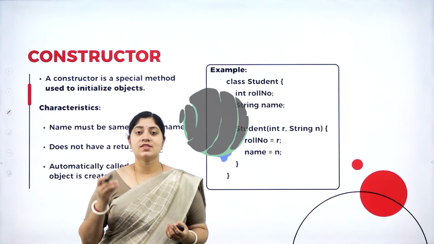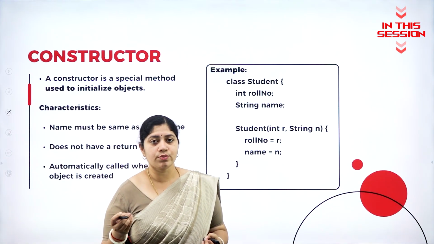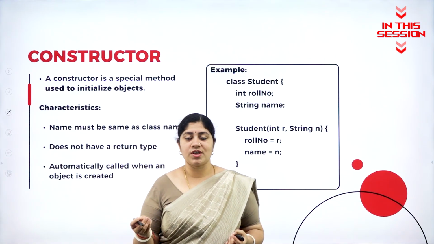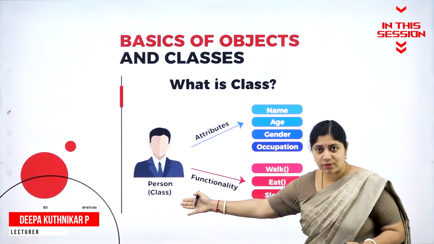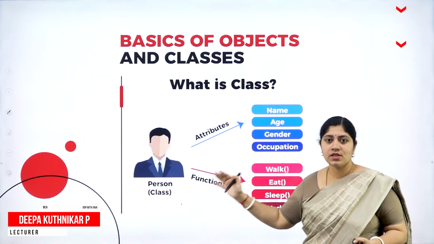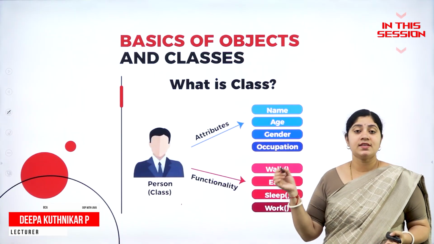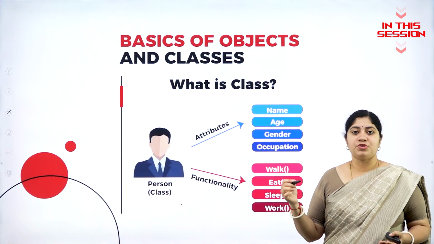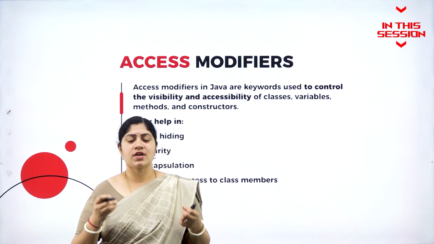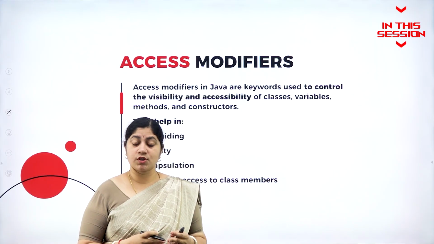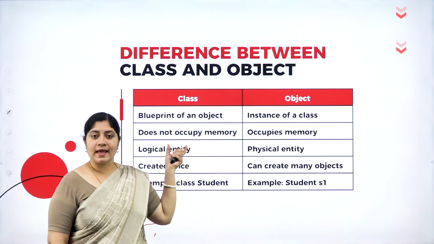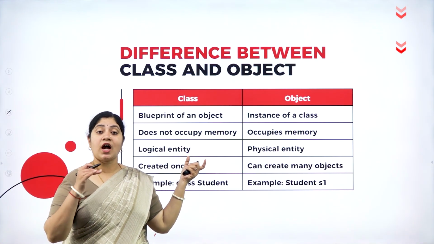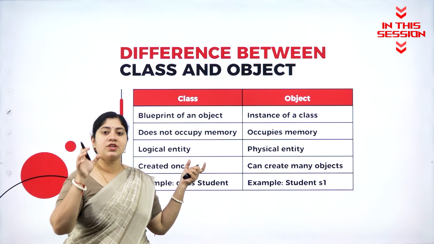The constructor is a special method that is used to initialize the object. So blueprint, in the sense, it gives us the information regarding this person, and by using this information we can easily create an object. These access modifiers are none other than simple keywords which are used to control the visibility. We do know that a class will not occupy memory until and unless an object is created.